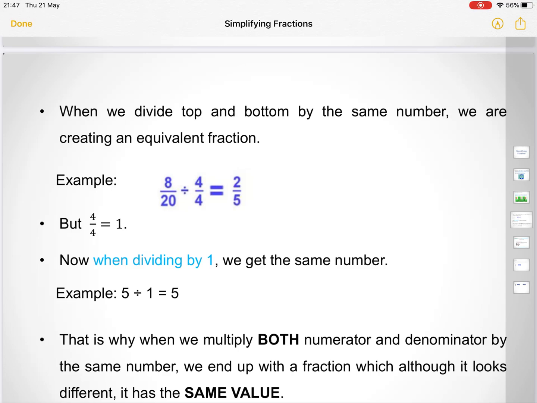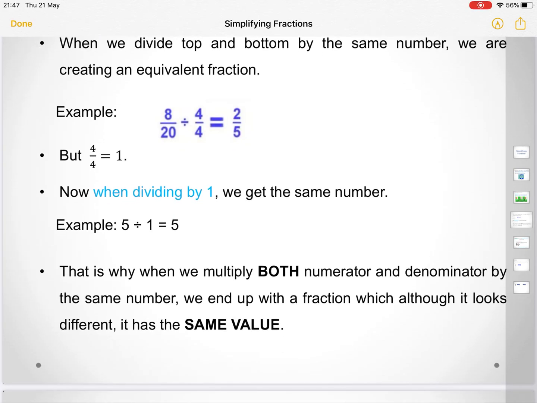But as we discussed yesterday, 4 all over 4, right? 4 divided by 4, 4 all over 4, is equal to 1. Now when dividing a number by 1, the number remains the same. We get the same number. For example, 5 divided by 1 is 5. 100 divided by 1 is 100, okay? 1000 divided by 1 is 1000.